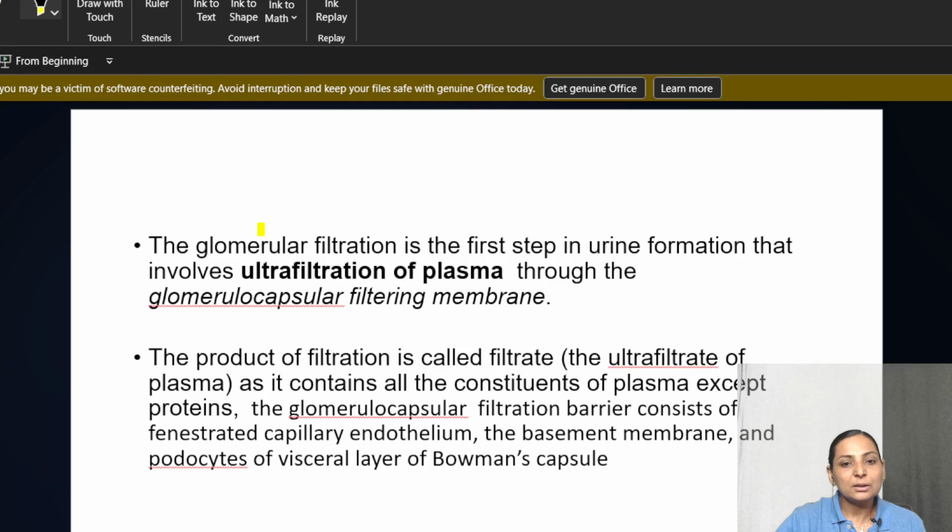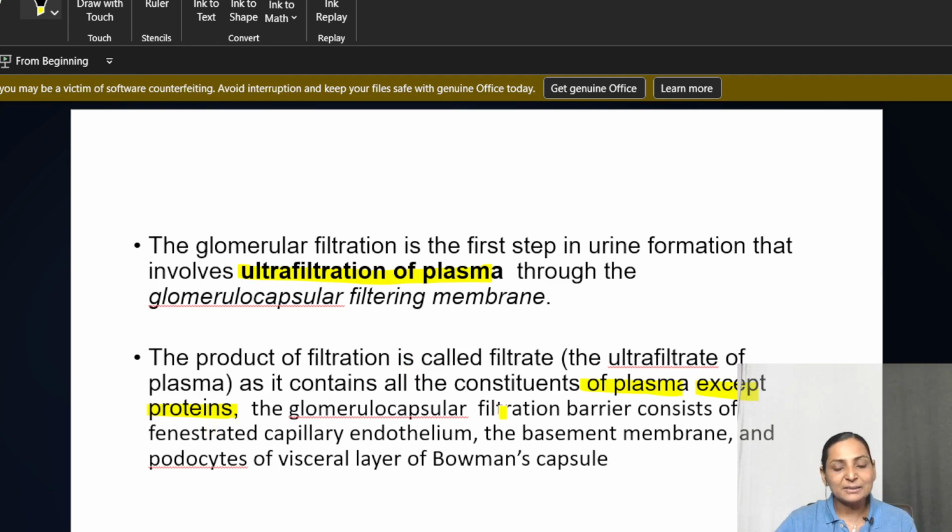Now, the glomerular filtration, that is the first step of urine formation, whatever is formed is actually an ultrafiltrate of the plasma. Whatever is getting filtered through the glomerular capillary filtering membrane is called an ultrafiltrate because it contains all the constituents same as plasma except plasma proteins. So plasma में और जो हमारा अल्ट्रा फिल्ट्रेट है इसमें सब कुछ सेम है except the proteins which are present in the plasma are not present in the glomerular filtrate, right?